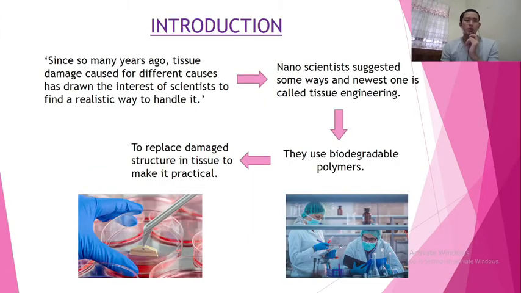Since many years ago, tissue damage caused by different causes has drawn the interest of scientists to find a realistic way to handle it. Yes, of course, we are in this technological era, so scientists produce many alternative ways and many more challenges. Nanoscientists suggested some ways, and the newest one is called tissue engineering. They use biodegradable polymers to replace the mesh structure in tissue to make it practical.